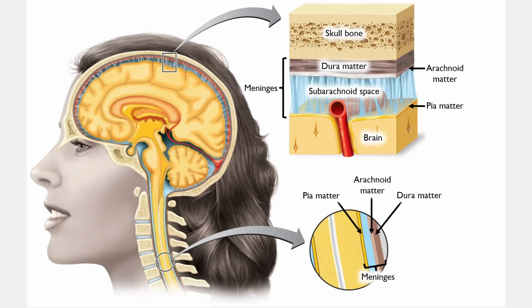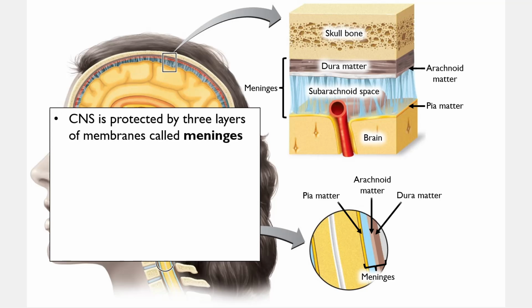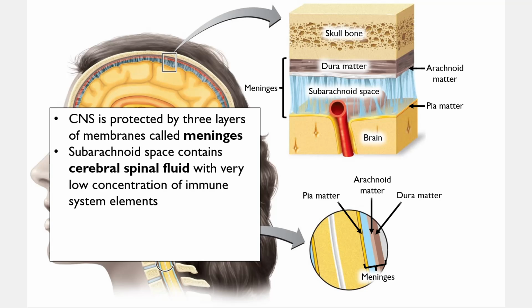So when we look at the central nervous system, brain, and spinal cord, they are covered in three layers of membranes that are called meninges. Those three layers are the dura mater, the arachnoid matter, and the pia mater. In between the arachnoid and the pia mater is the subarachnoid space that is filled with cerebrospinal fluid.